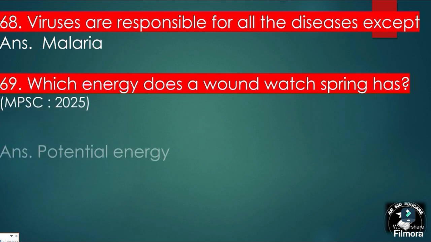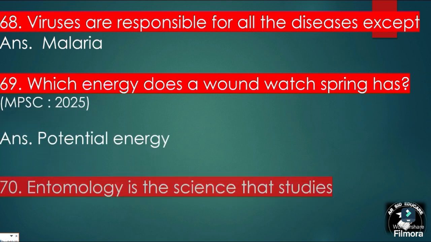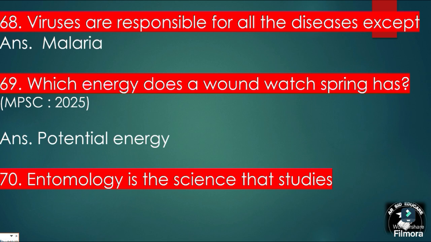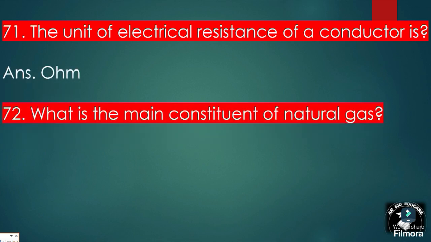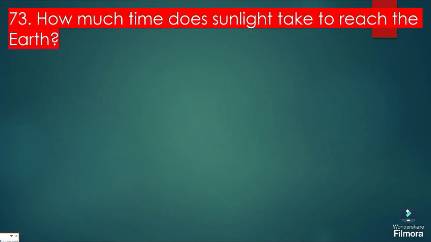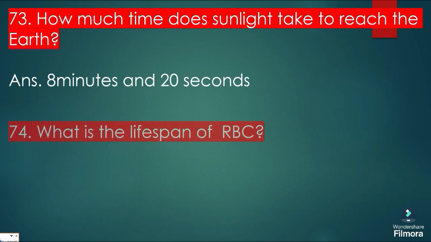Which energy does a spring have? Potential energy. Entomology is a science that studies insects. The unit of electric resistance of a conductor is ohm. What is the main constituent of natural gas? Methane. How much time does sunlight take to reach the earth? 8 minutes and 20 seconds.